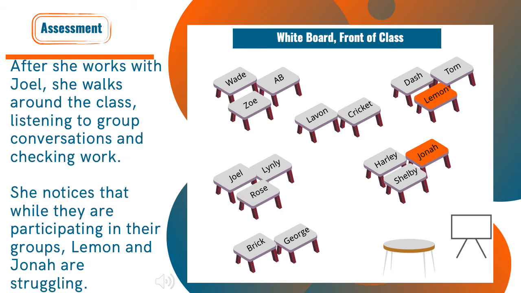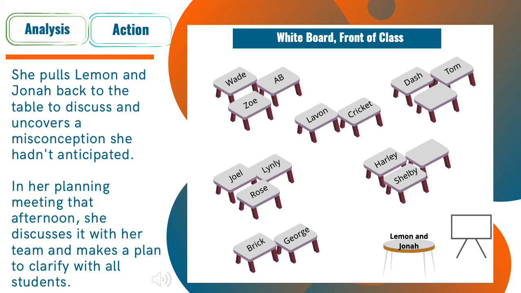After she works with Joel, she walks around the class, listening to group conversations and checking work. She notices that while they are participating in their groups, Lemon and Jonah are struggling. She pulls Lemon and Jonah back to the table to discuss and uncovers a misconception she hadn't anticipated. In her planning meeting that afternoon, she discusses it with her team and makes a plan to clarify with all students.